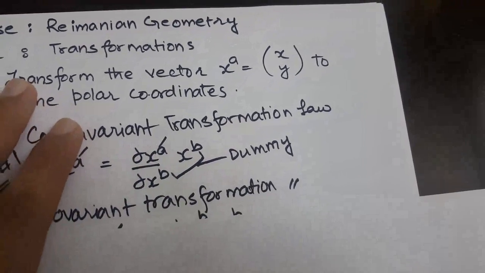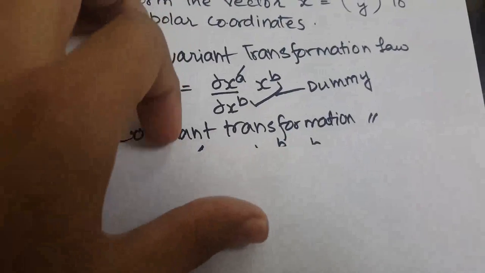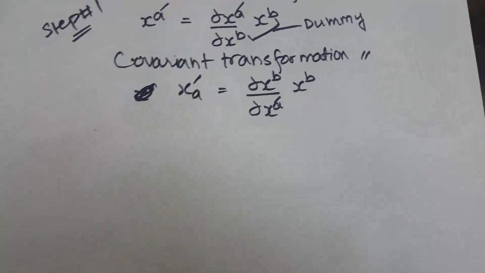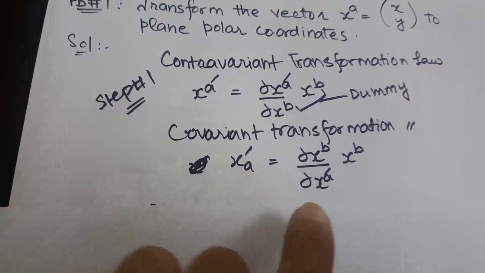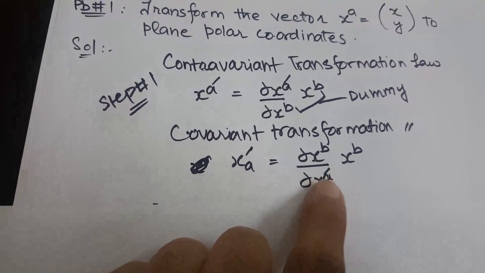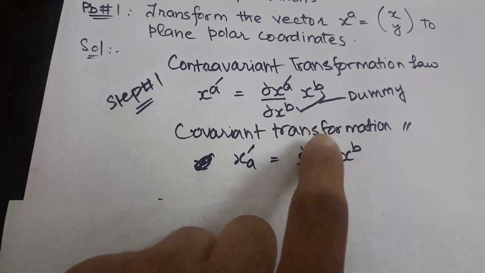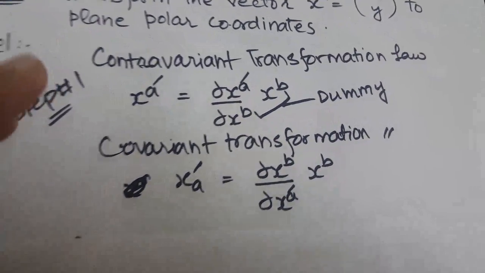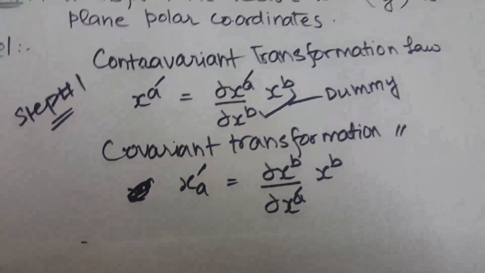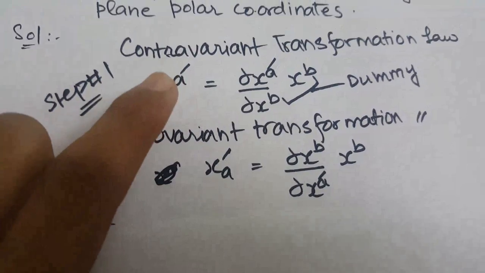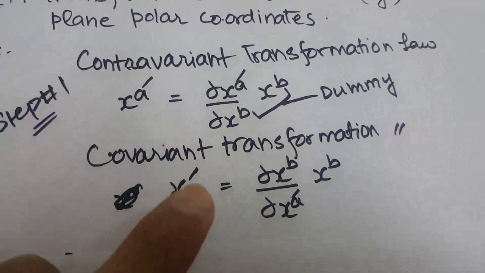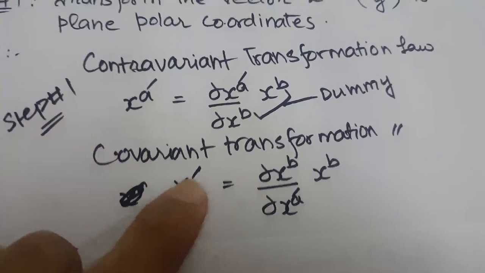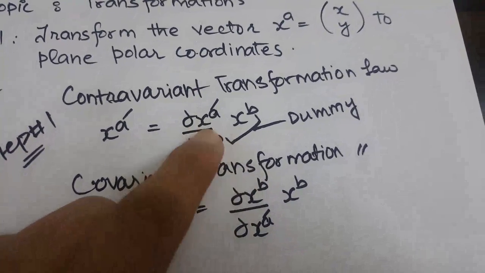And in covariant transformation law, we have this. In contravariant, the alphabet is written above, but in covariant, this alphabet is written below in subscript. And similarly, the dash with A here below and the dummy are now above. So the difference between these two lies in the position of index A. In contravariant, the alphabet A is written above, and in covariant, the alphabet A is written below. And similarly, the changes will apply here.